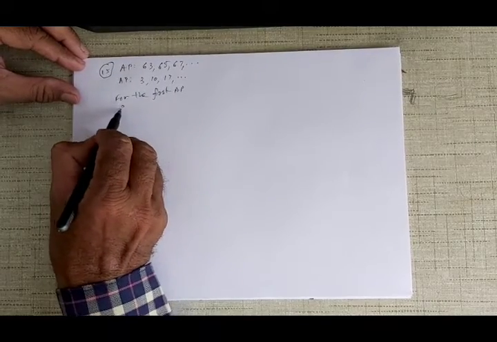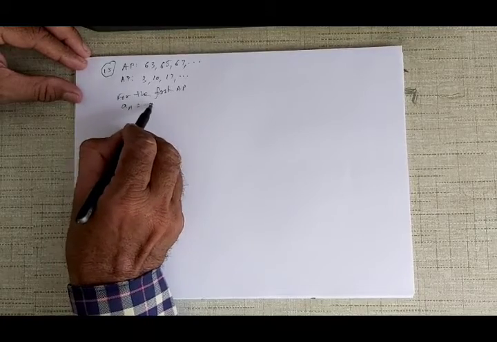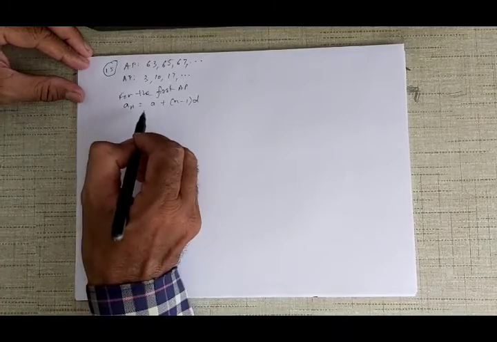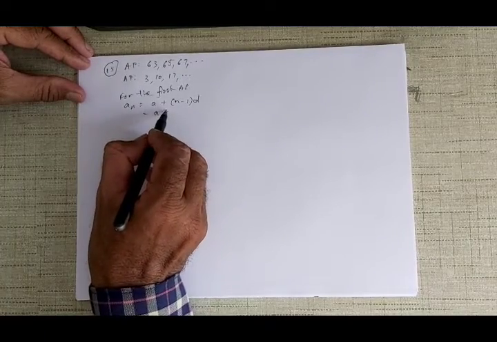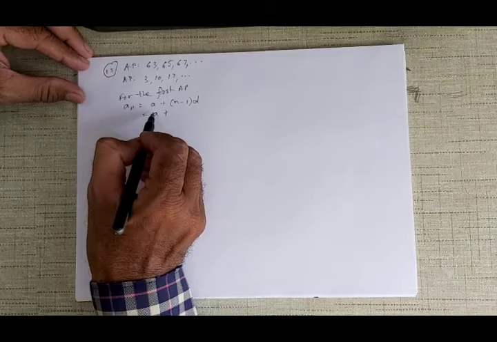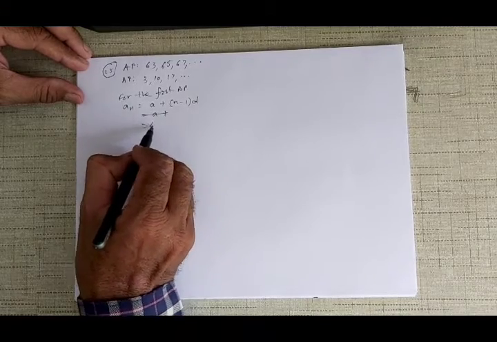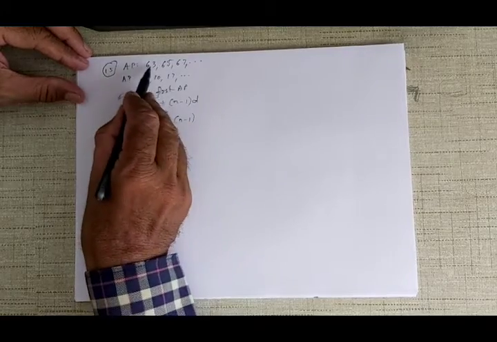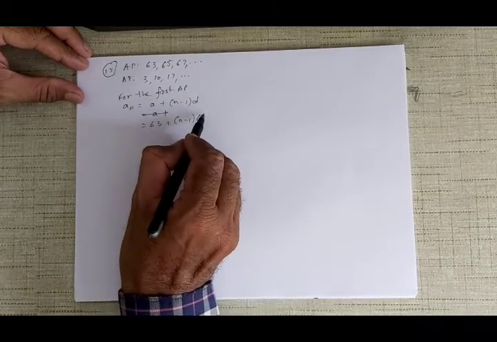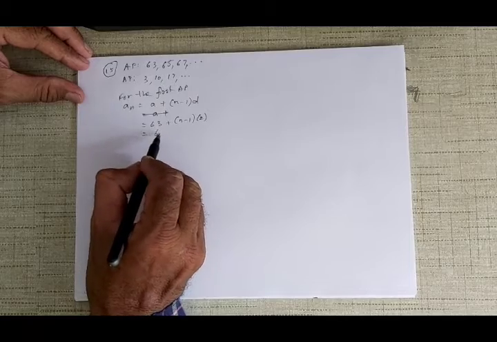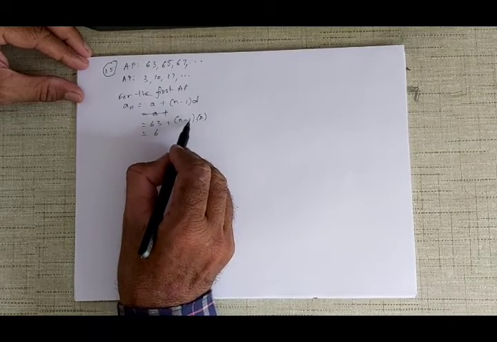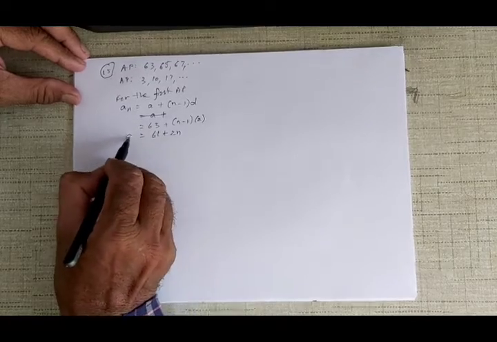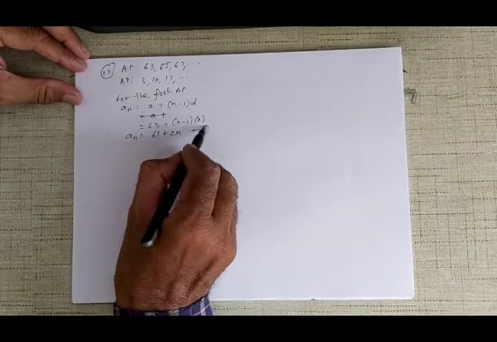a n will be equal to a plus n minus 1 into d. That is equal to a, which is given as 63, plus n minus 1 into the common difference. 65 minus 63 is 2. If you simplify it, 63 minus 2 is 61 plus 2n. Let this be equation 1.